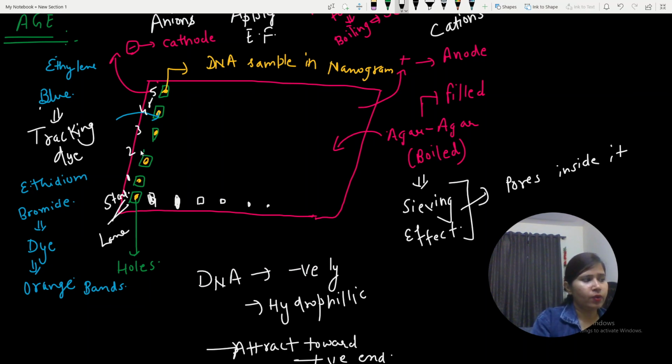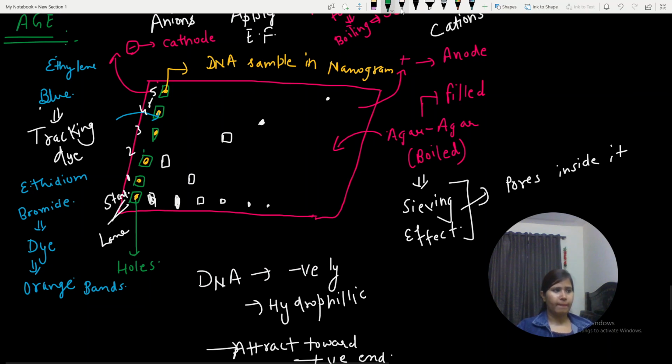When you add your samples inside these wells, you will obtain different kinds of bands. Suppose for one lane you obtain a band here, for the second lane here, for the third lane here. Bands of what? Bands of your DNA molecule. For the fourth lane you obtain bands of DNA here, which appear orange in color. And finally, for the fifth lane, you obtain segments of DNA here. So by looking at this, you can find out your desired gene. Your desired gene is this. Why?